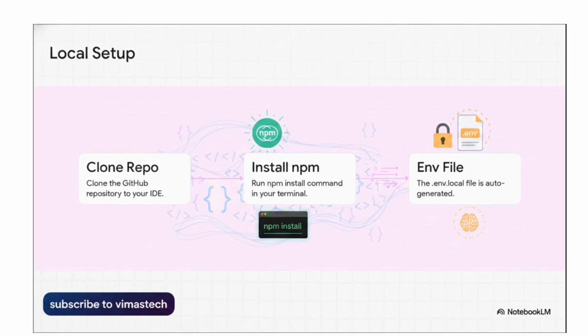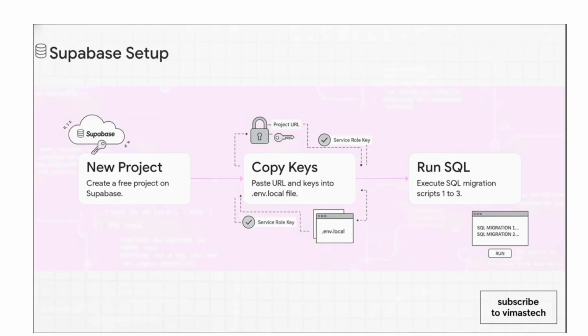Next, fire off a standard npm install command in your terminal. It's incredibly developer-friendly, and once that's done, your .env.local file just generates automatically for you. Okay, next up, we need a database, and we're going with Supabase. You'll hop over to their website, spin up a free project, and grab 3 vital things: your project URL, your anon key, and your service role key. Just drop those straight into that newly created environment file.